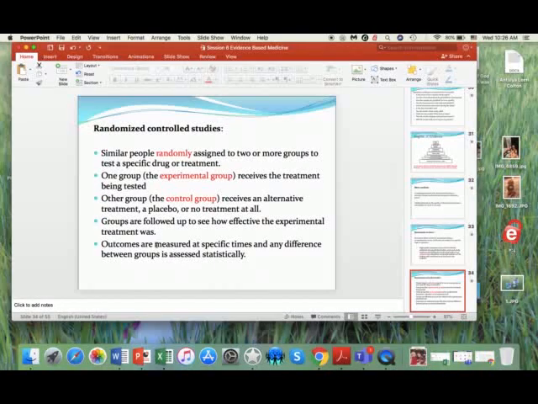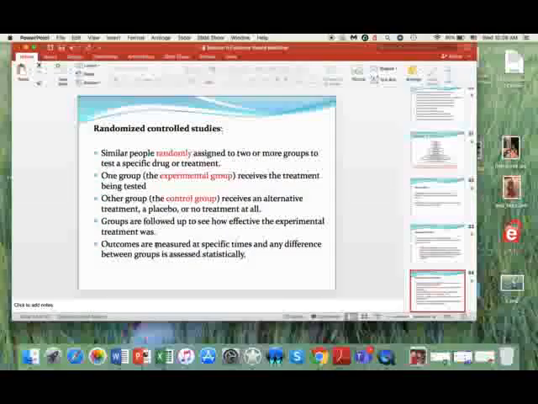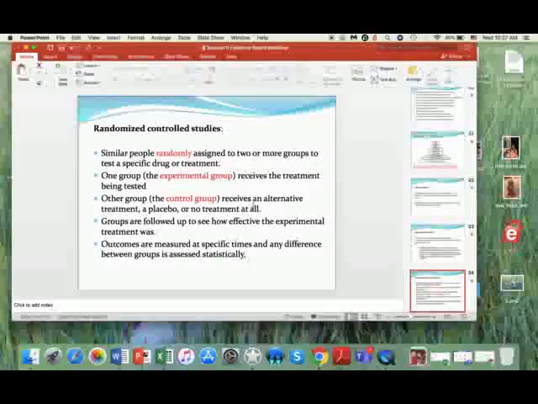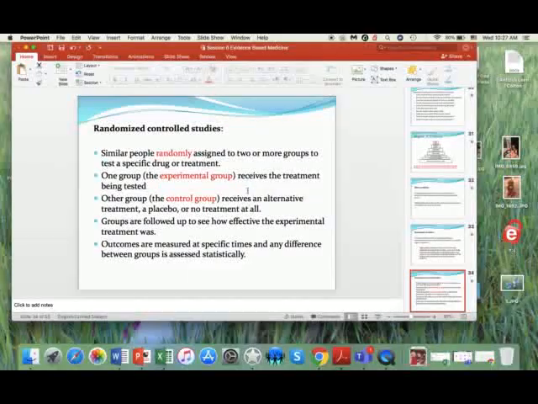If you know placebo, that's like the person might take something that looks like a medicine, like they're taking a pill, but there's actually no medicine in it. Or possibly no treatment at all, or a completely different medicine, or the experimental group might receive medicine whereas the control group receives surgery, or really comparing any two different types of treatments. So the groups are then followed, and we study them to see how effective the experimental treatment was.